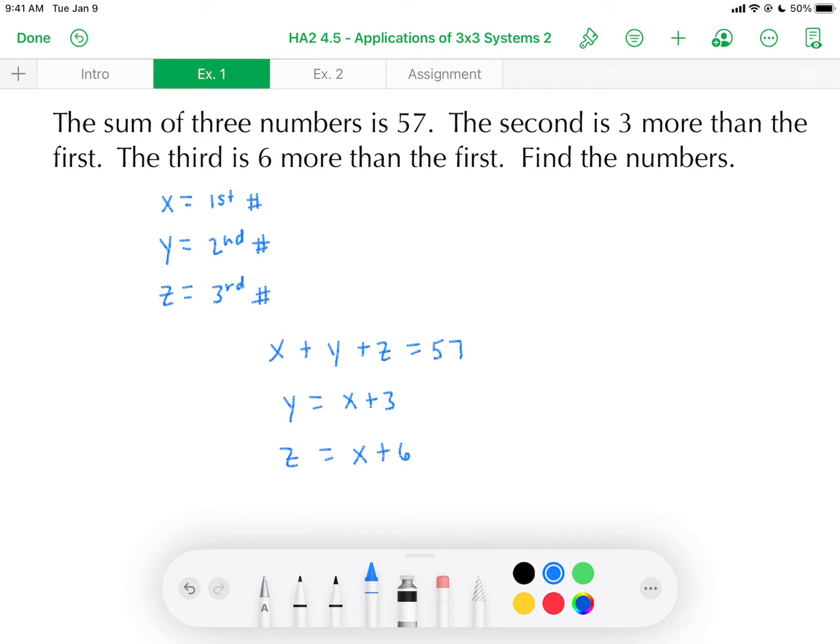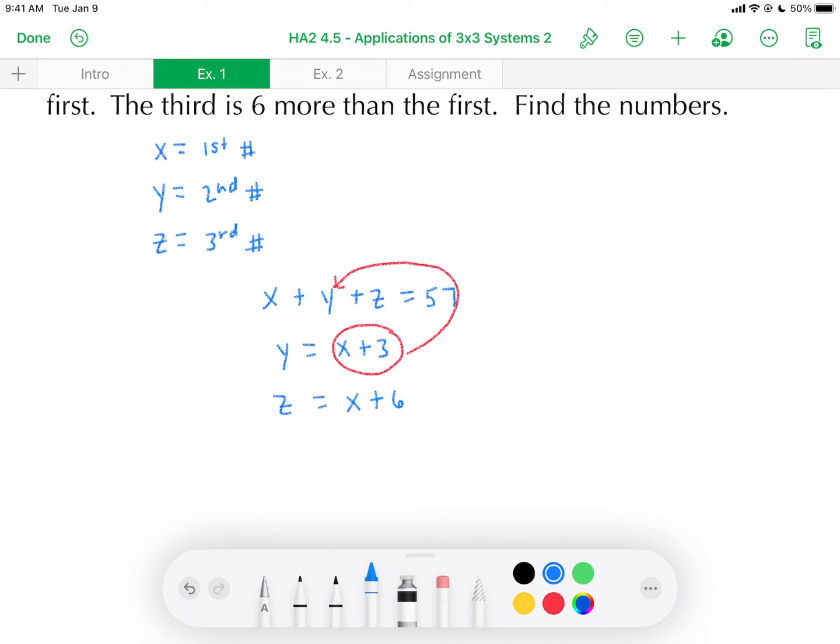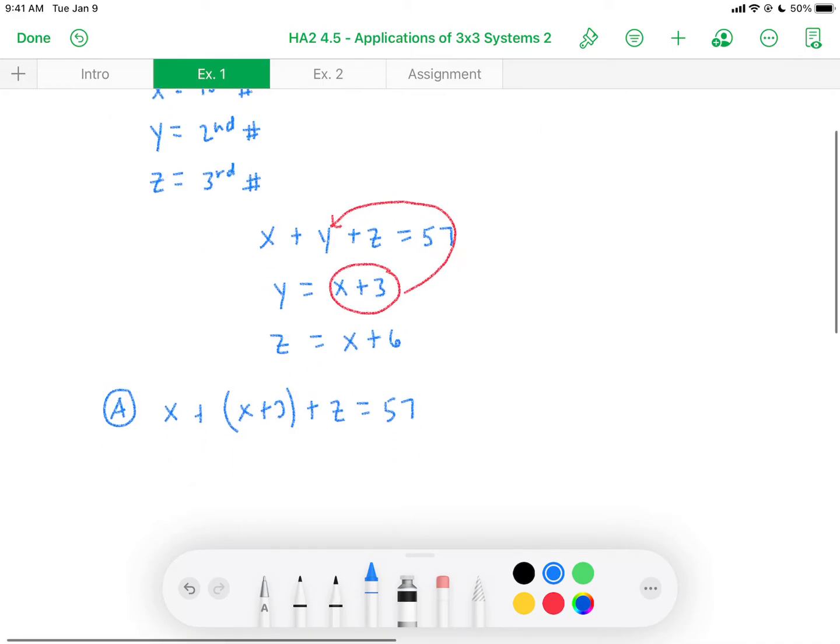Okay, so now I solve the system. And what's nice is it's already perfect for substitution, right? So why not take this expression for y and substitute it into the first equation right here. So that would be x plus 3 plus z equals 57, or 2x plus z equals 54, right?